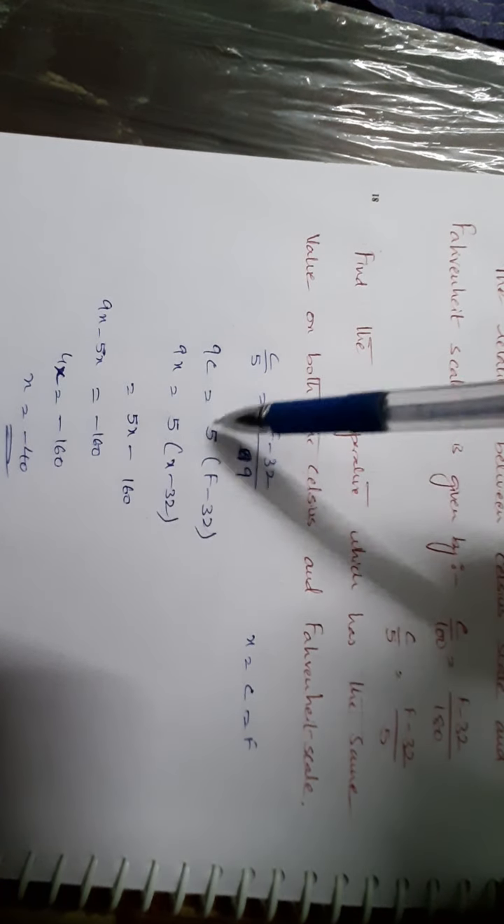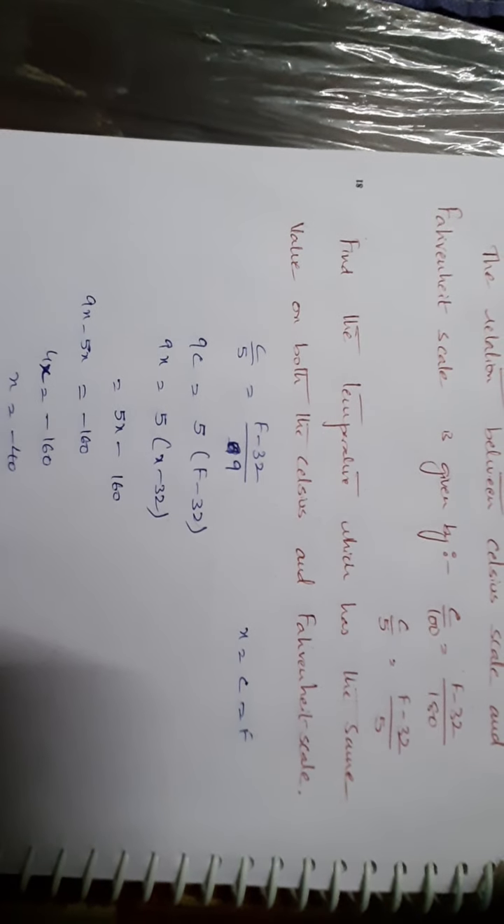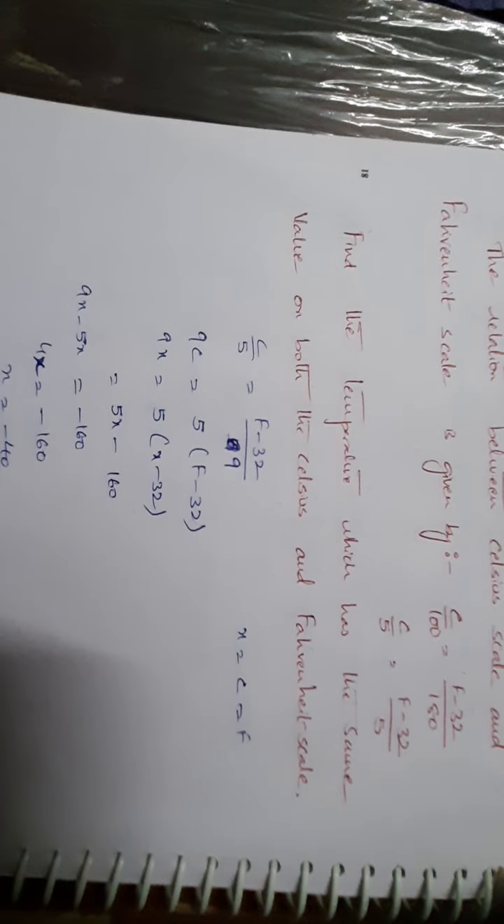So 5x - 160, since 5 times 32 is 160. Taking 5x to this side, you are going to get 4x = -160. Thereby x = -40 degrees. So at -40 degrees, the Celsius scale and Fahrenheit scale should be equal. Okay, don't confuse. So next, try to solve another problem.